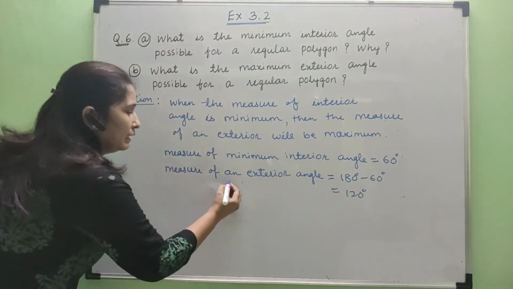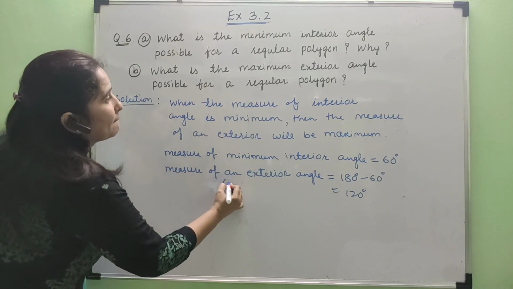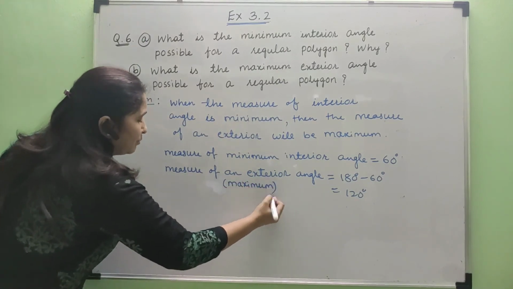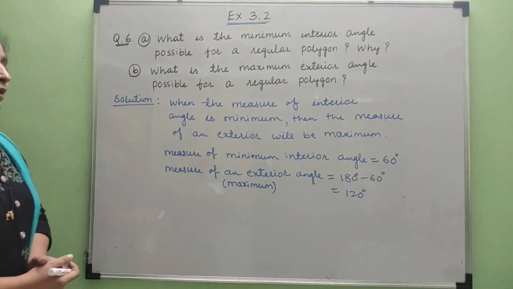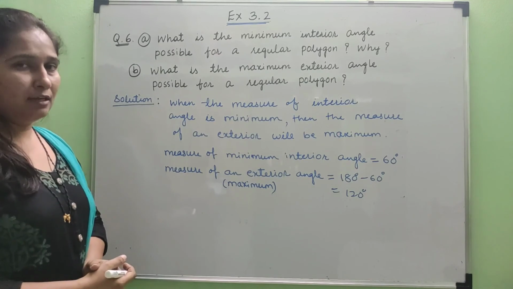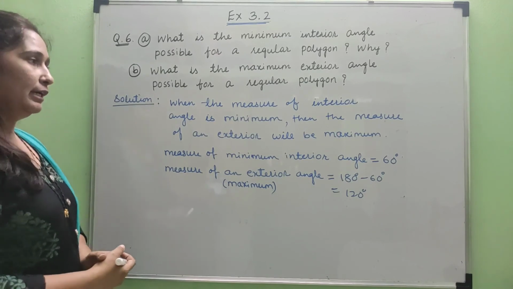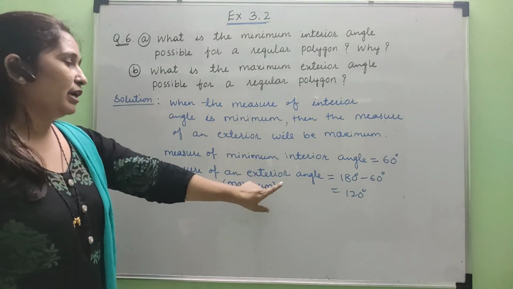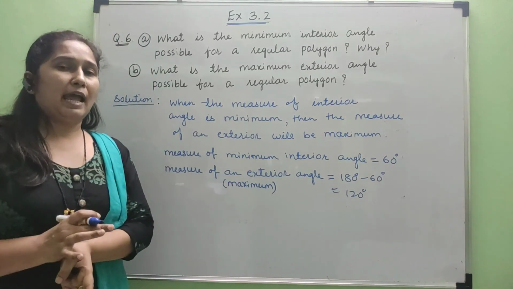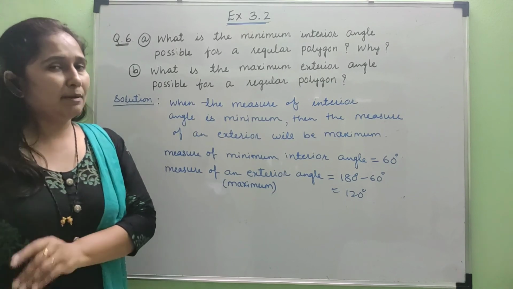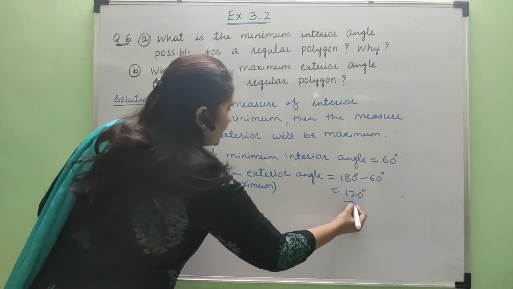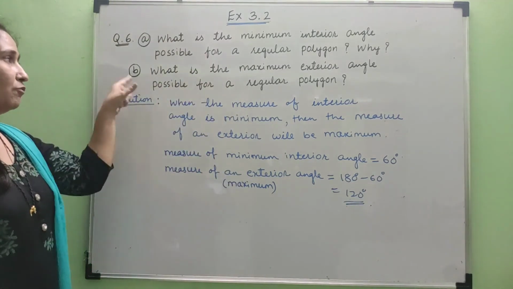I forgot to write maximum here. So in the bracket just mention maximum. The measure of the maximum exterior angle will be 180 minus 60. So we got 120 degrees. So this is the measure of the maximum exterior angle. When the interior angle is minimum, at the same time you get the maximum exterior angle, that is 120 degrees. This is the answer for the second part.